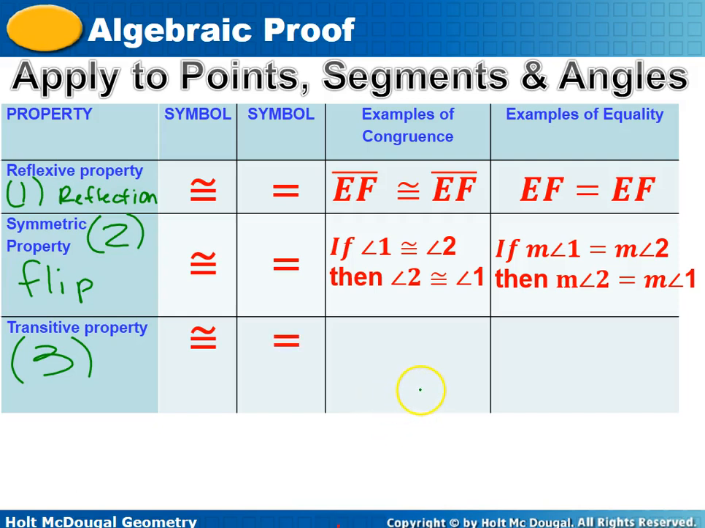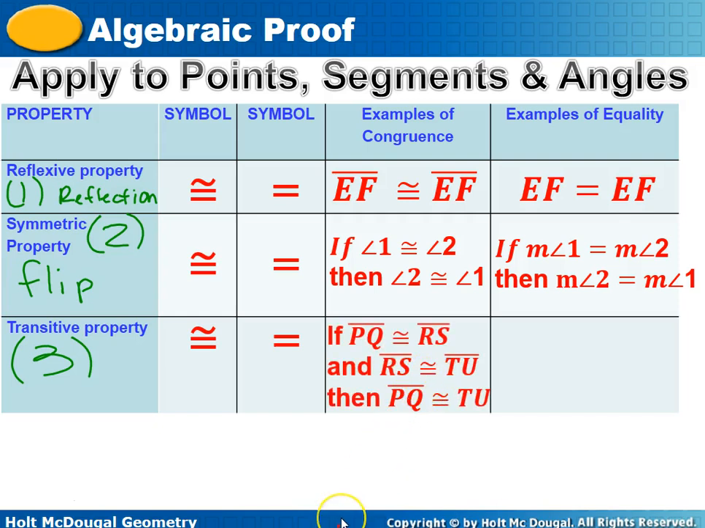Now we're going to talk about some segments and how they relate to each other. So if PQ is congruent to RS and RS is congruent to TU, then PQ is congruent to TU. There should be a line over top of that. Somehow that wasn't there, so that goes there.